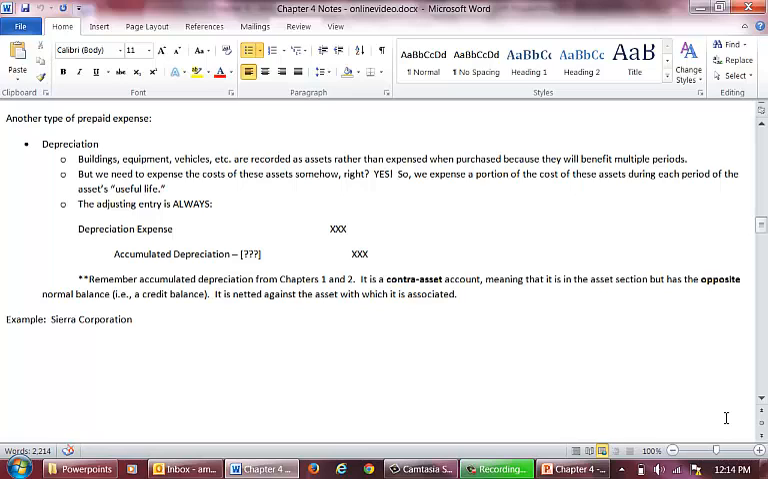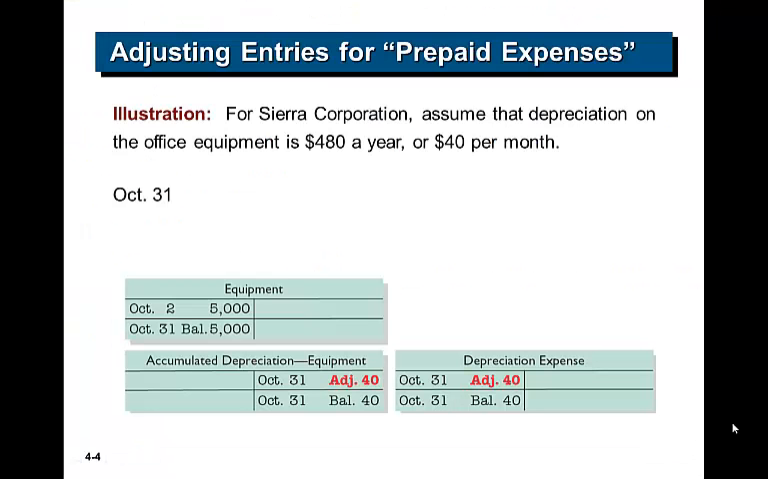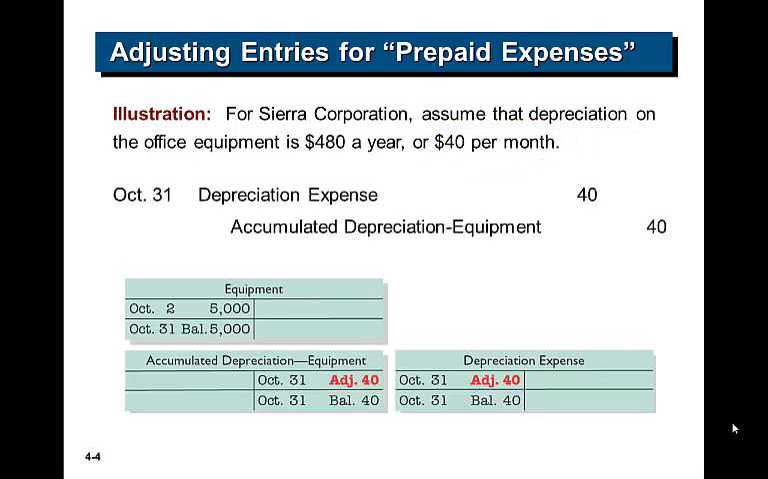Now let's look at the depreciation for Sierra Corporation. We are to assume that depreciation on office equipment is $480 per year. However, remember that we are preparing financial statements for only the month of October, so we only need to recognize 1 month's worth of depreciation. You would divide 480 by 12 months to get the per month amount of $40. We would debit depreciation expense and credit accumulated depreciation, equipment, for $40.